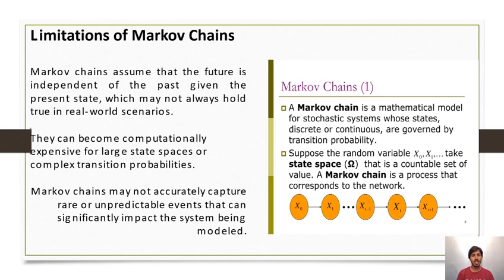Limitations of Markov chains. Markov chains assume that the future is independent of the past given the present state, which may not always hold true in real-world scenarios. They can become computationally expensive for large state spaces or complex transition probabilities. Markov chains may not accurately capture rare or unpredictable events that can significantly impact the system being modeled.